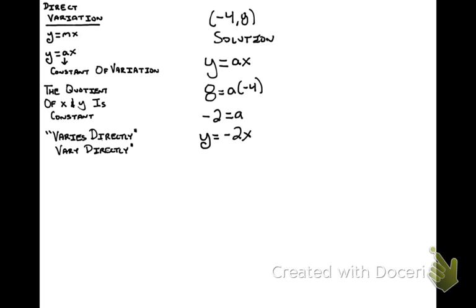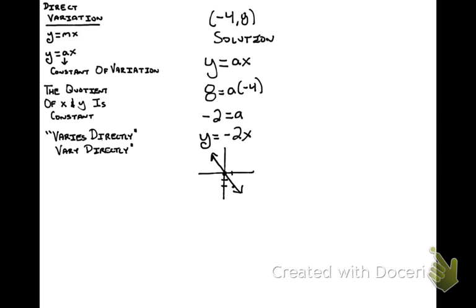And from here, you've been graphing these for a long time. You know the y-intercept is 0. And since the slope is negative 2, you go down 2 and to the right 1. And there's your equation. It's direct variation because it goes through the origin. We found the slope. We're done.